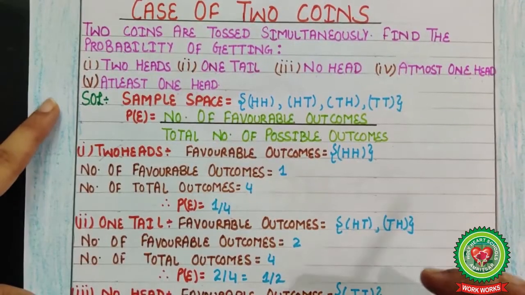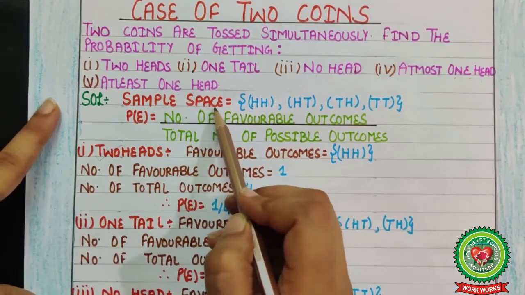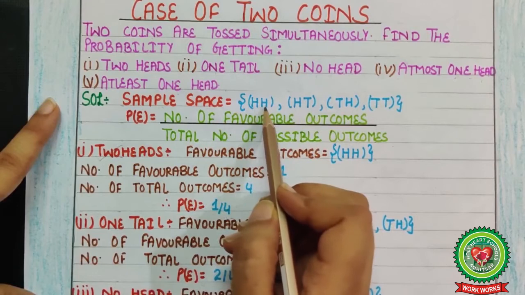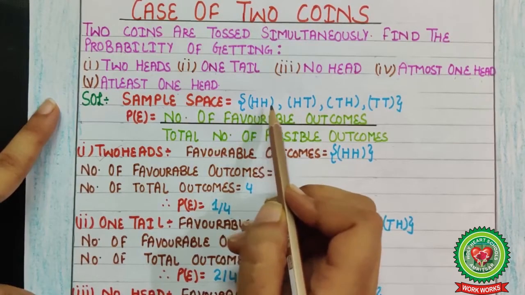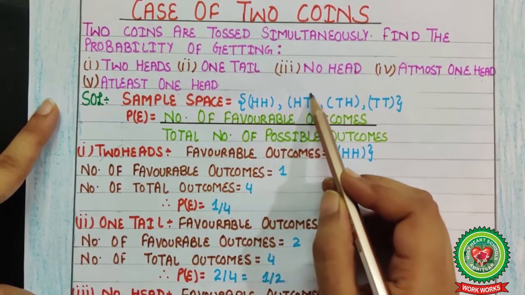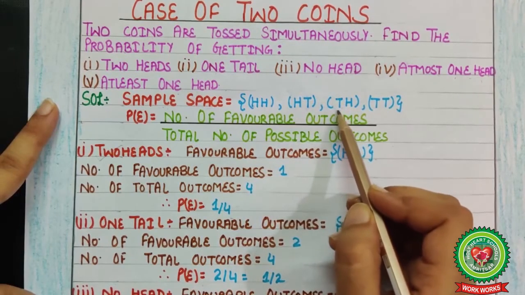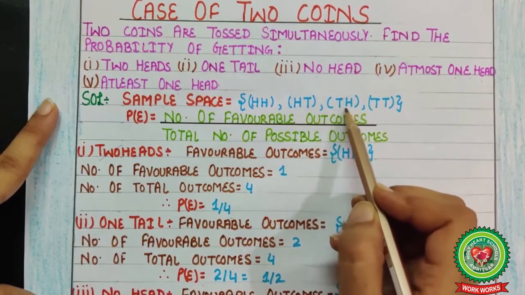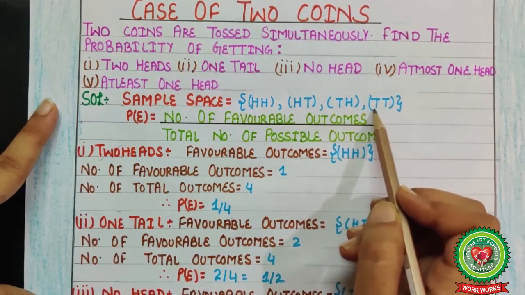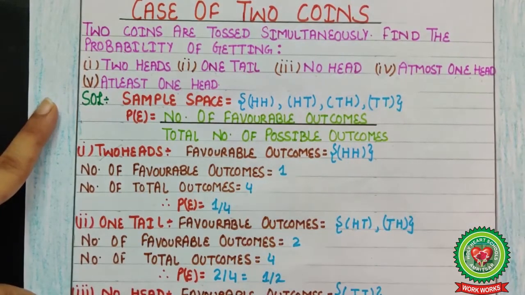Now, children, first of all, we have to write the sample space, meaning what are the possible outcomes in case of two coins. Either it can be both heads, meaning on both coins it might be head and head. The second case is on one coin it might be head and on the other coin it might be tail. Third case, on the first coin it might be tail and on the second coin it can be head. And the fourth possibility is on both coins it might be tail. So this is the sample space in case of two coins.